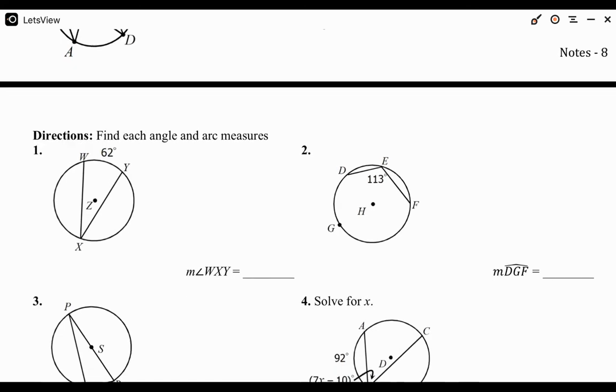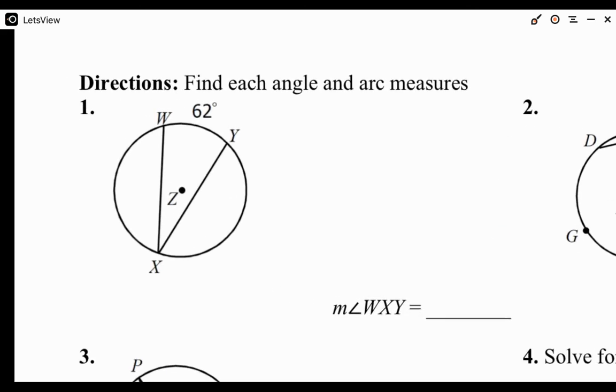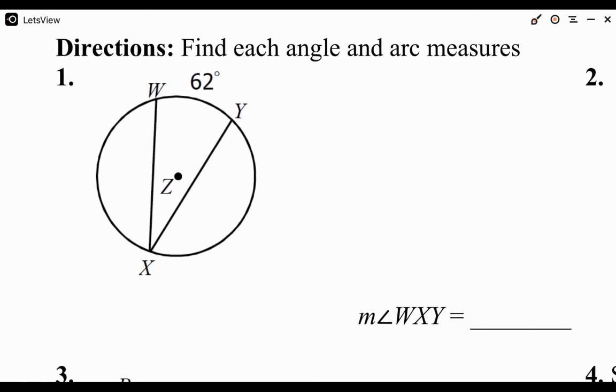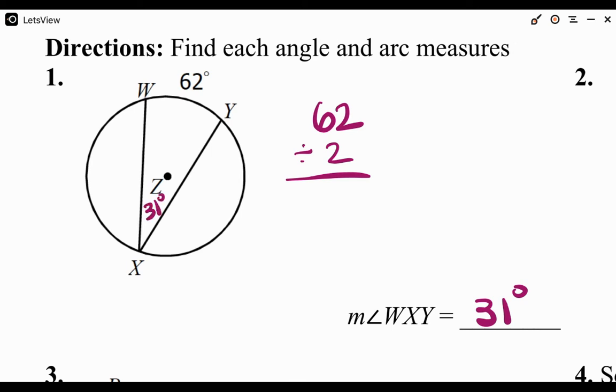Okay, so let's try a couple examples. So in number 1, we know that our arc is 62. We want the measure of angle WXY. Just do 62 divided by 2. So 62 divided by 2, our angle is 31 degrees. So in here is 31 degrees, just half.